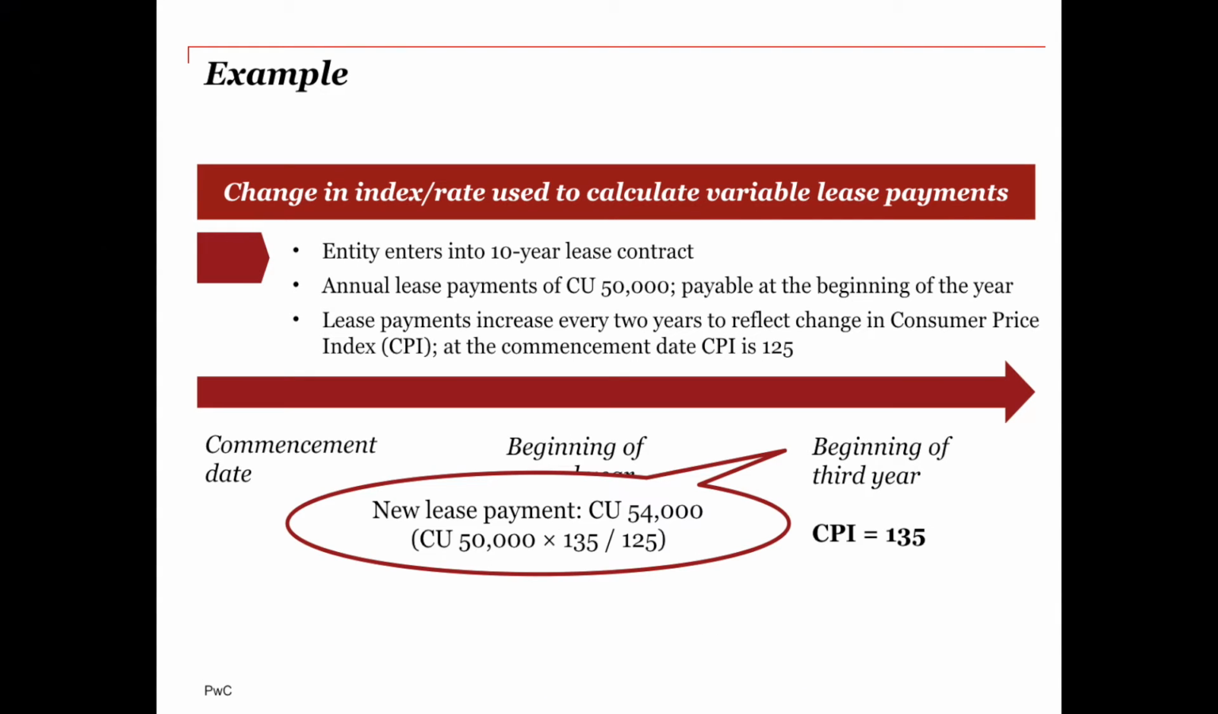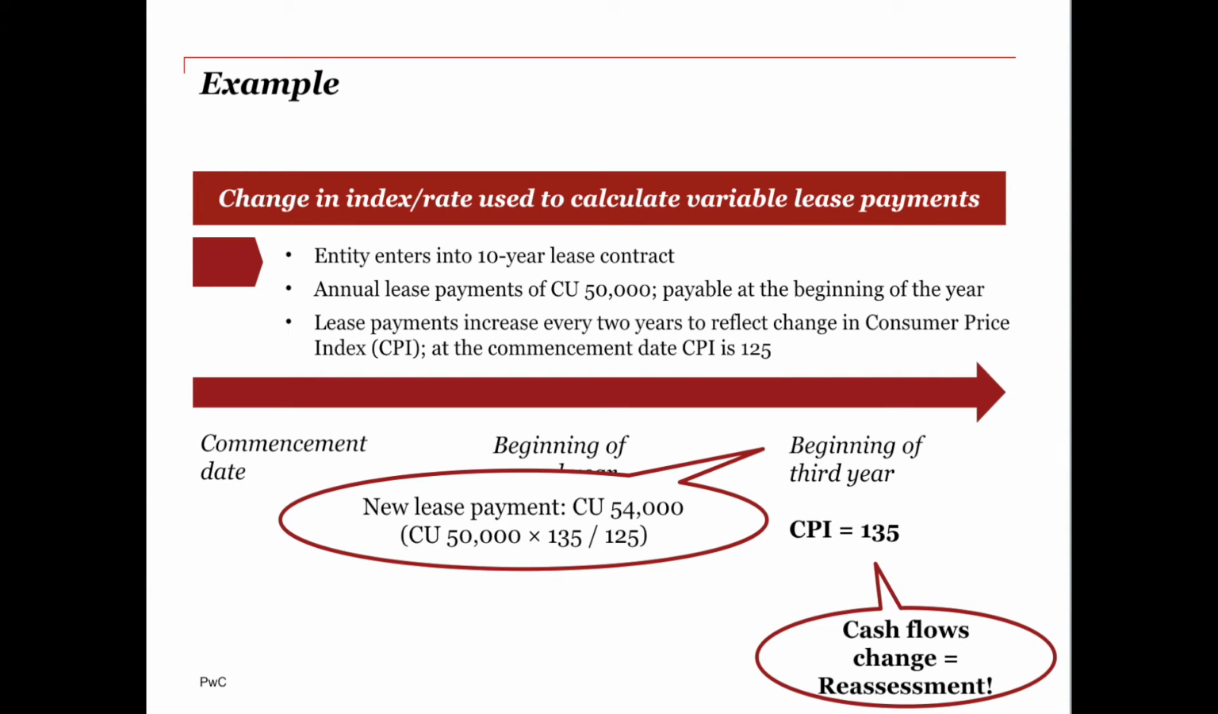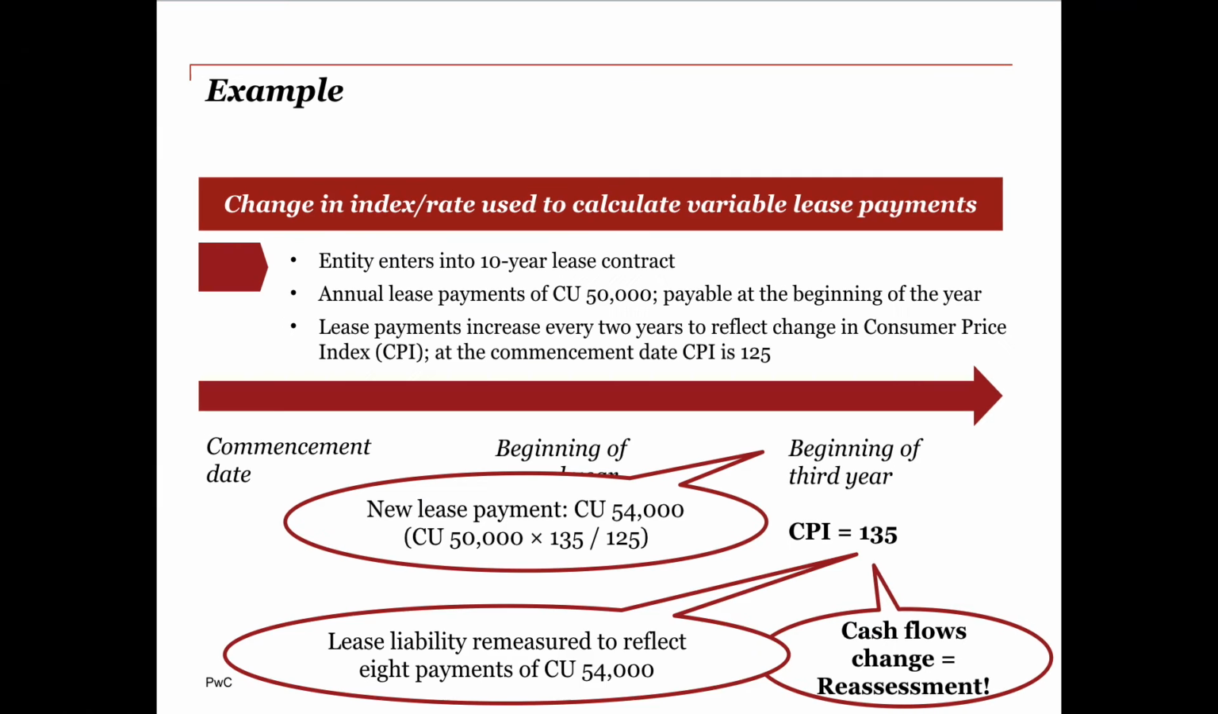At the beginning of the third year, the lease payments change to $54,000, that is 50,000 times 135 divided by 125. As the cash flows now have changed, the lease liability has to be adjusted. The lease liability is remeasured to reflect the outstanding 8 payments of $54,000 using the unchanged discount rate. A corresponding adjustment is made to the right-of-use asset. The income statement effect will be made via the change in the depreciation and interest charges.